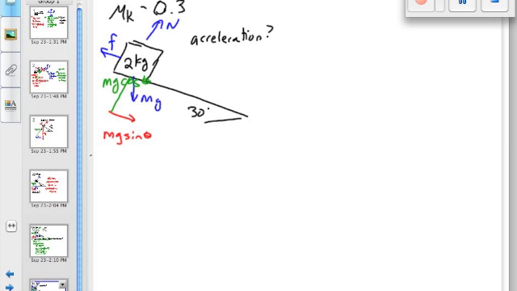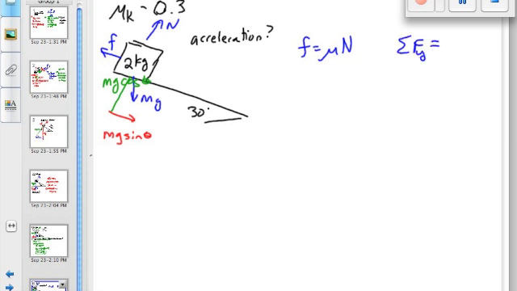Alright, now what? We can go ahead and solve for friction now, or we can go into the x direction. Since we know we're going to have to solve for friction, that's not a bad thing to do first. So how do we solve for friction? Friction equals coefficient times normal force. Now what's the normal force? mg cosine theta. We have to solve for that in the y.